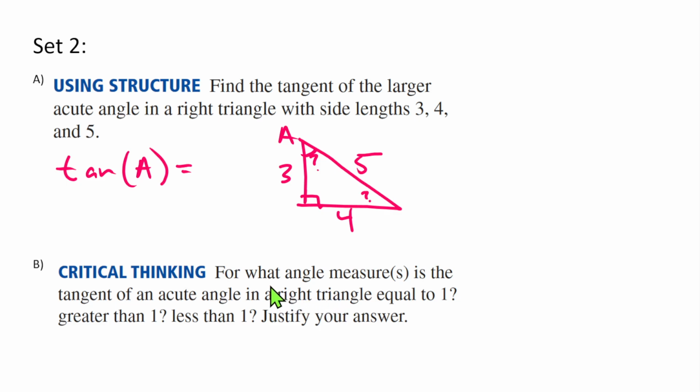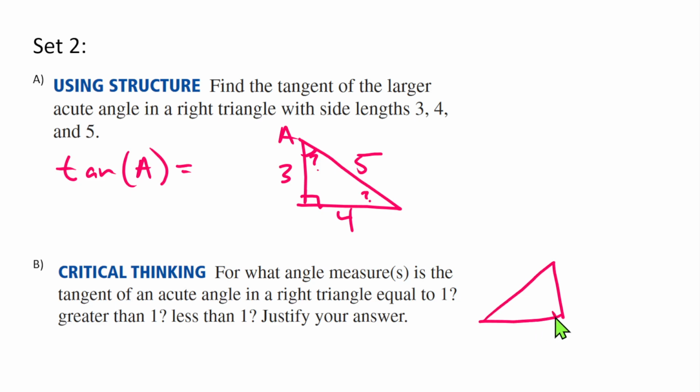Now, question B, we kind of did a whole warm-up on this in class this year. For what angle is the tangent of an acute angle... and pretty much all of our angles that we're dealing with in trigonometry are acute because they're less than 90 in a right triangle. Find the angle measure. For what angle measure is the tangent of an acute angle in a right triangle equal to 1? Let's just answer that question.